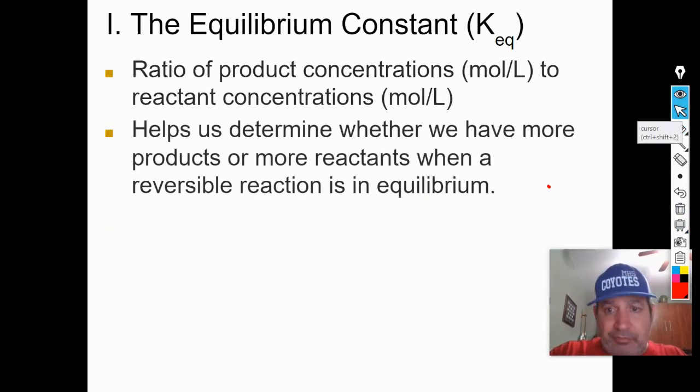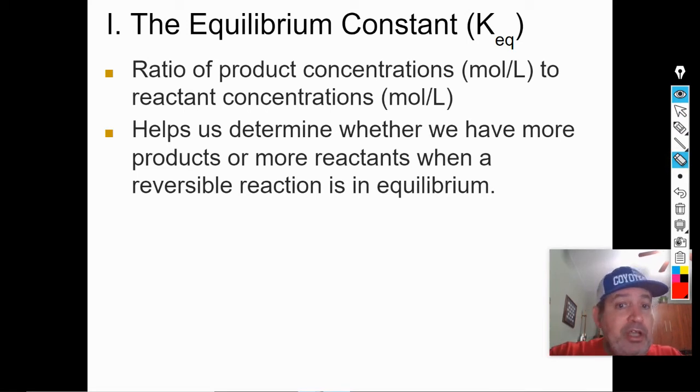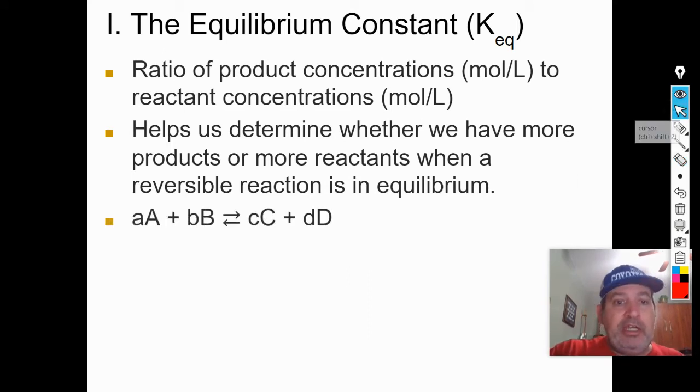Secondly, it helps us determine whether we have more products or reactants when a reversible reaction is in equilibrium. And you could see that in my last example there. We had more A than B in that one. We had 2 moles of A per liter and 1 mole of B per liter. It's in equilibrium. Things are still moving, but we don't have as many products as reactants. Okay, and so the K value can really show us a lot about what's going on at equilibrium.